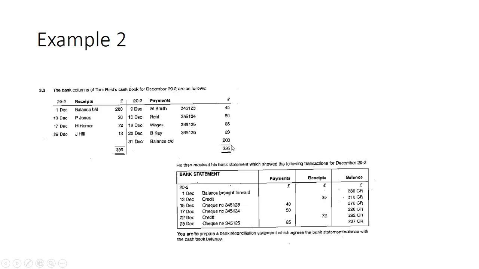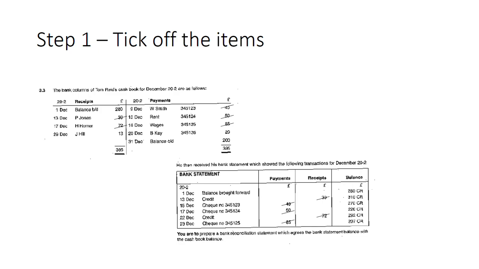So step number 1, I'll press pause again, tick off the items that are on the cash book that are also on the bank statement. If you do that, hopefully you should have this. You can see I've ticked off these various things here. Tick through there. So that's step 1.